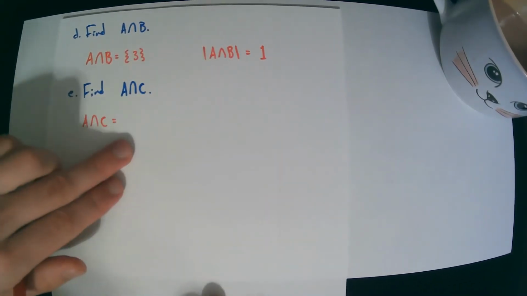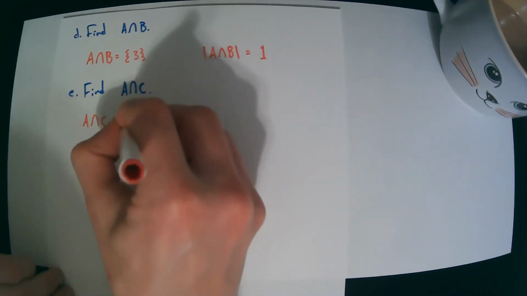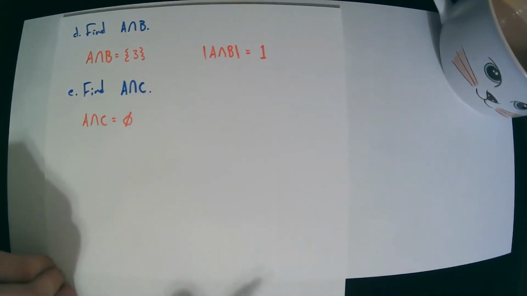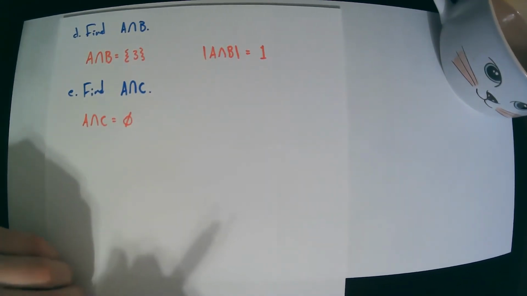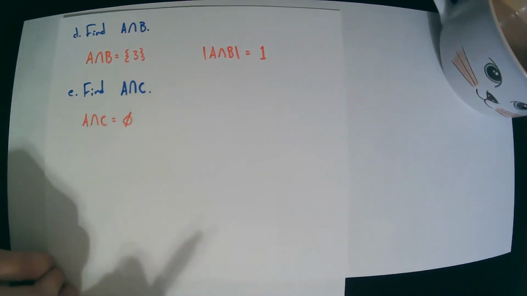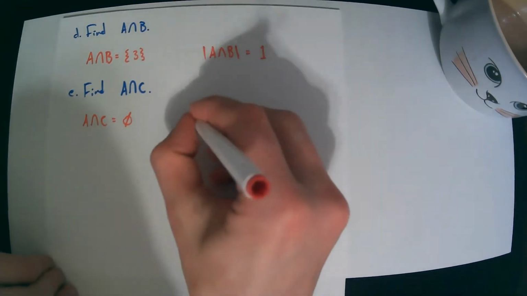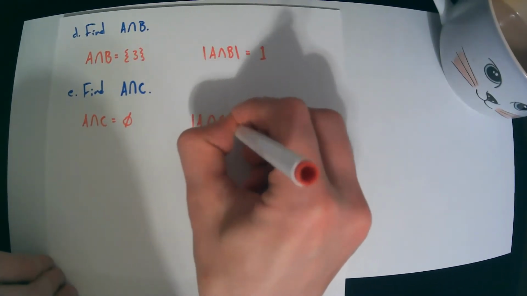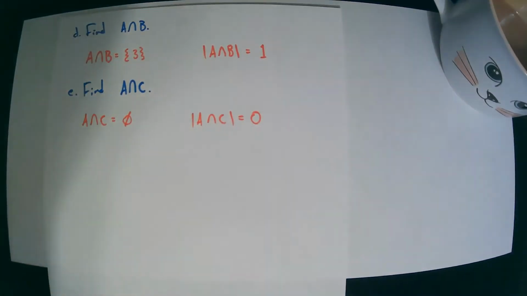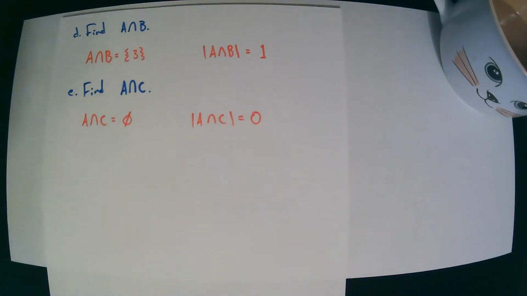So what is in the set? Nothing. So what is the set? It's empty. The empty set. Because they share no elements. There are no common elements between A and C. So their intersection is empty. And by the way, what is the cardinal number? It's 0. If a set is empty, then its cardinal number is 0.